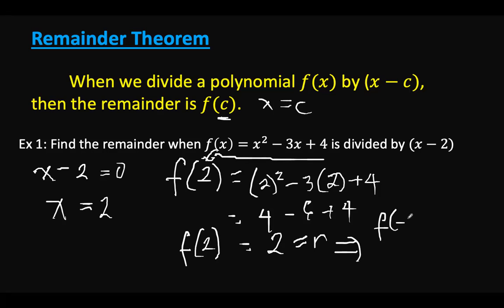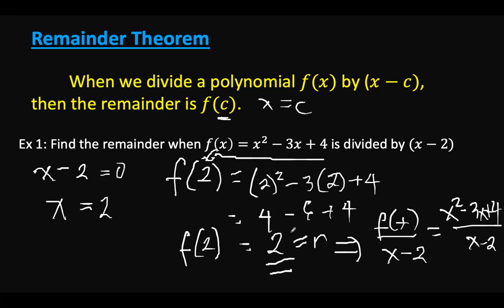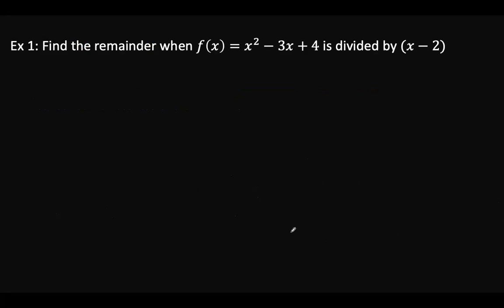This is the remainder when we divide f of x by x minus 2. All right? I hope everything is clear. Or when x squared minus 3x plus 4 is divided by x minus 2, ang remainder natin ay magiging 2. I hope you got everything that I explained a while ago. So, let's have more examples.